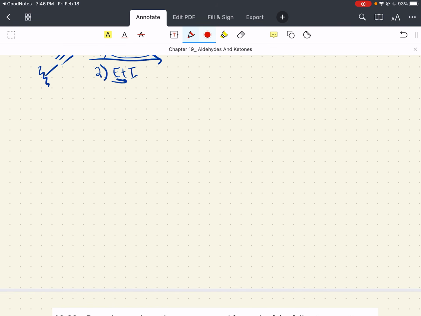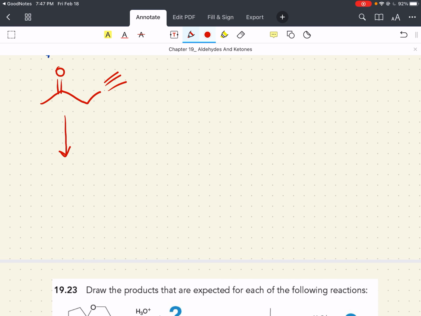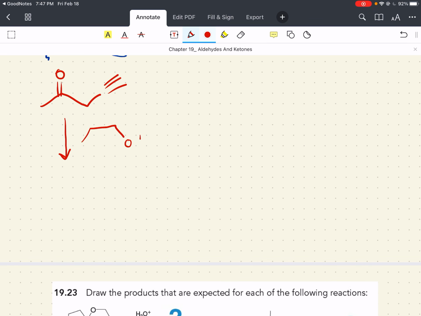Let's try to draw it out. Here is our starting material. First thing we want to do is convert this ketone right here, this carbonyl group specifically, into an acetal group. In order to do this, we're going to use this reagent right here, which is going to help us form that acetal group, with some water or some hydrogen plus. This is going to take us to something that looks like this.